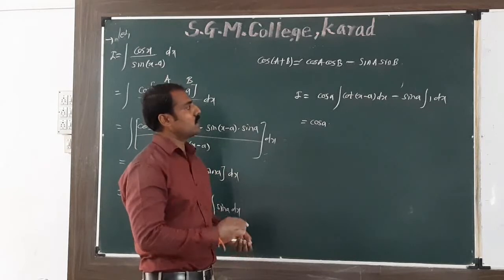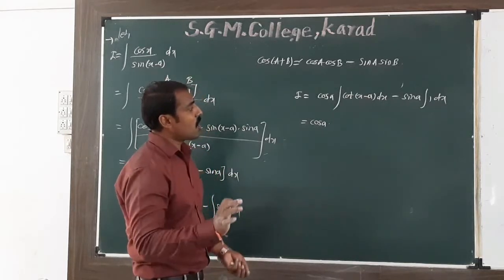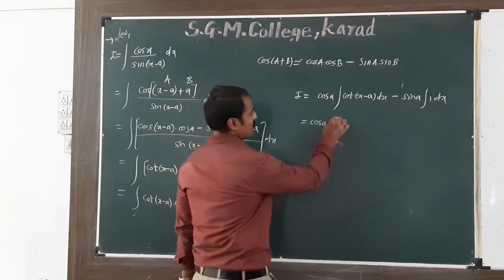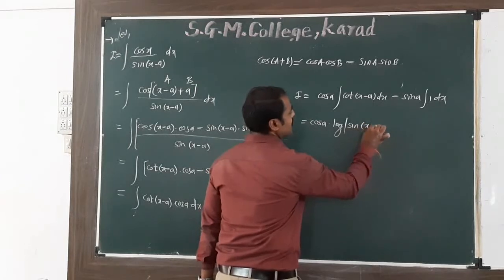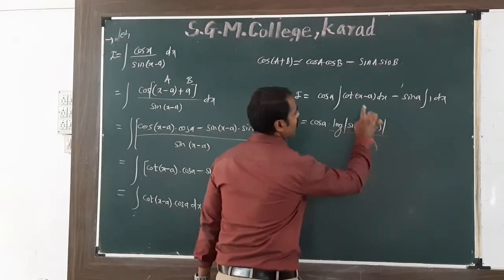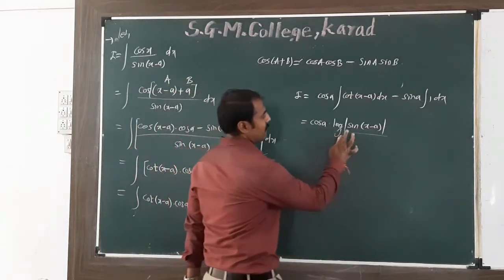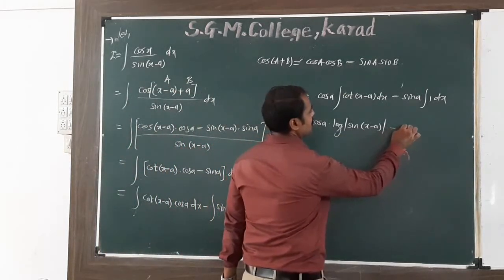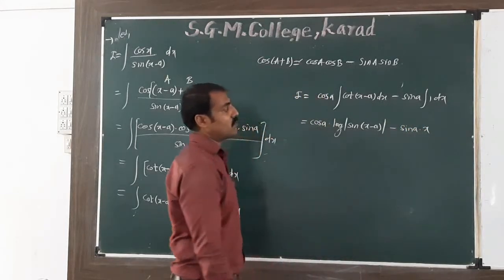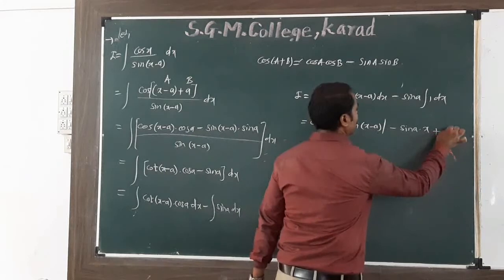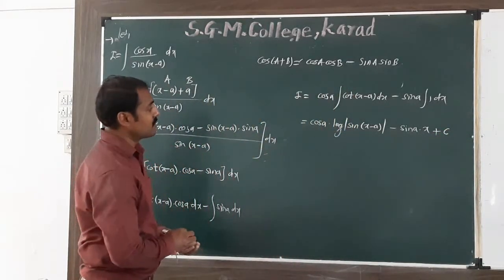In the previous video we learned the integration of cot x. Integration of cot x is log of mod of sin x. So it is log of mod of sin of x minus a, divided by the coefficient of x, that is 1, so don't write it there. Minus sin a, constant as it is, into integration of 1, which is x, plus the constant of integration c. It's our final answer of this question.